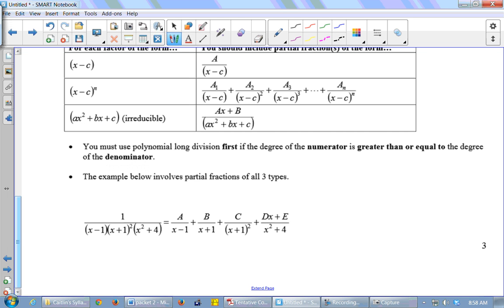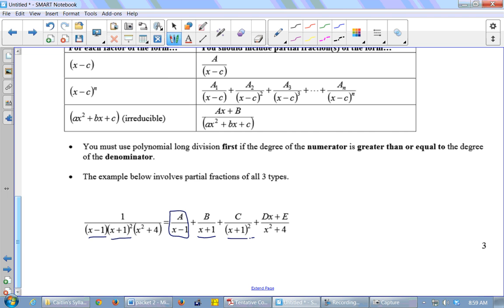You should first use polynomial long division if the degree of the numerator is greater than or equal to the degree of the denominator. So here's an example that involves partial fractions of all 3 types. I've got 1 over x minus 1 times x plus 1 squared times x squared plus 4. So this factor tells me I need a constant over x minus 1, right? A non-repeated linear factor. All right, then I have a repeated linear factor. I have an x plus 1 squared. So I need a constant over x plus 1, and then another constant over x plus 1 squared. If that was cubed, I would need another constant over x plus 1 cubed.